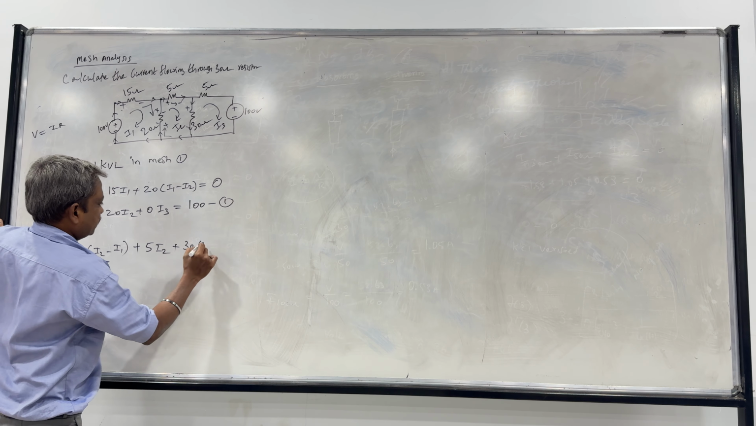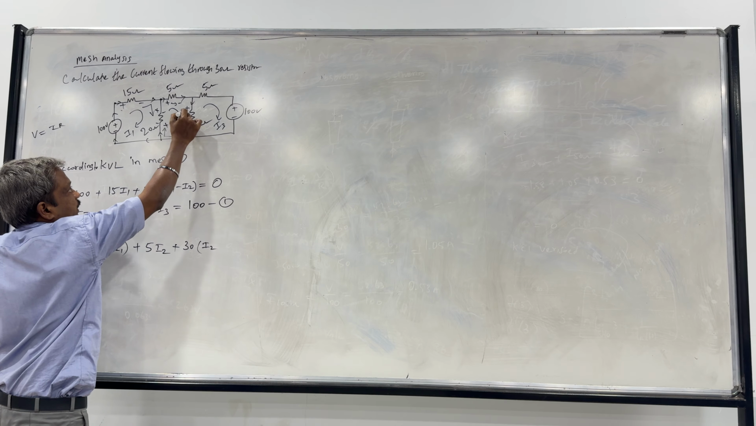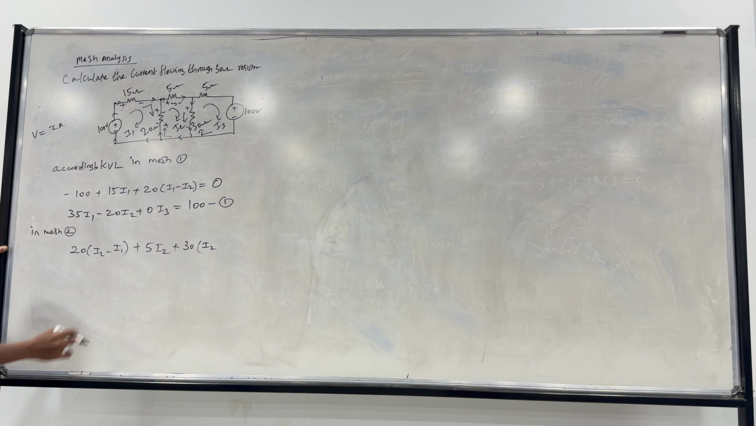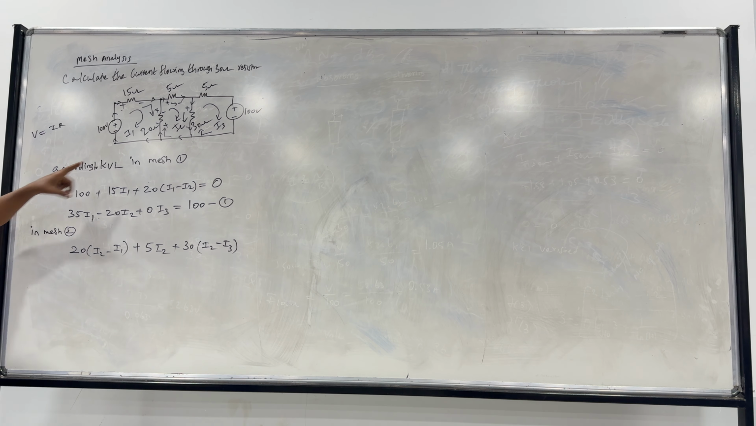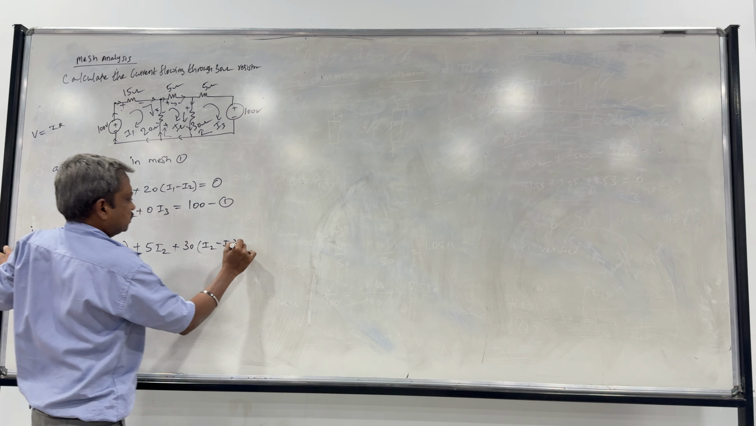Now I am writing mesh equation 2. So I2 I am writing first. I3 is opposite, because I2 is entering from the top, I3 is entering from the bottom. So I2 minus I3. And there are 3 potentials only. There is no source in mesh equation 2, so equal to 0. That's all.